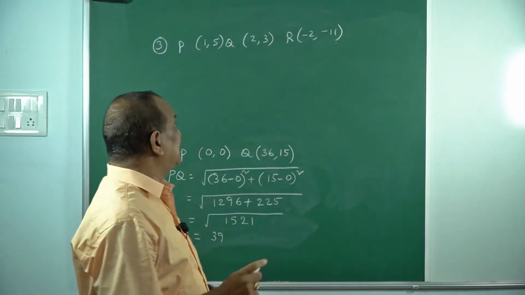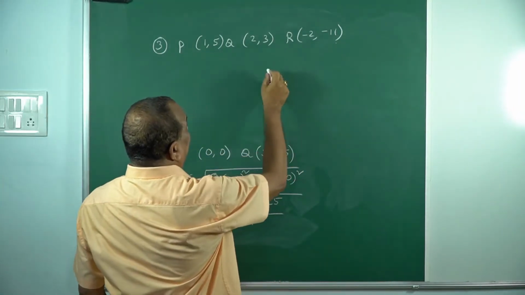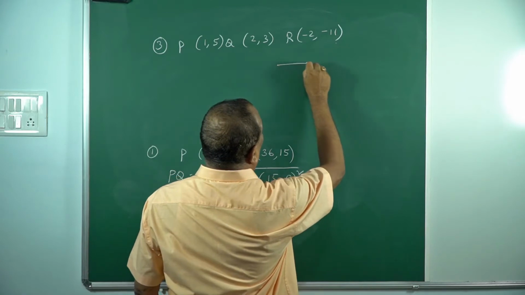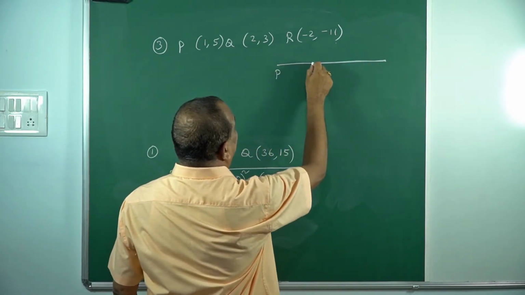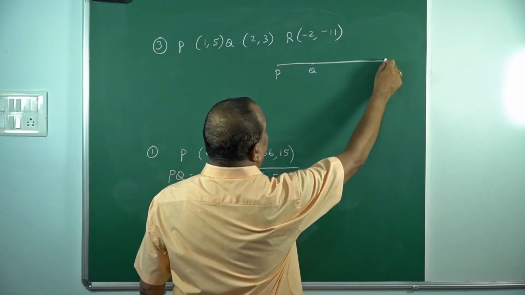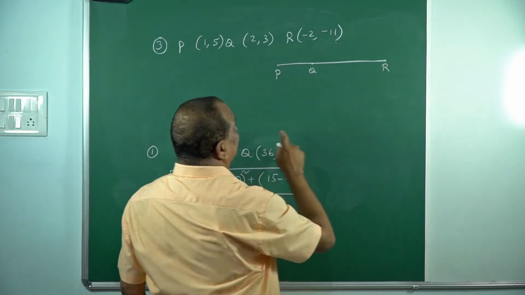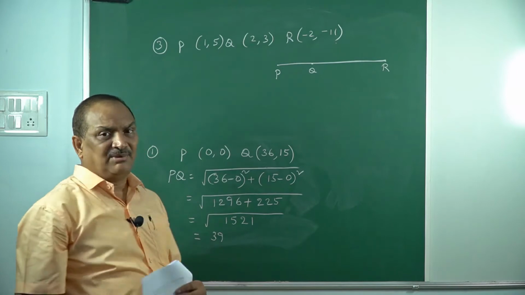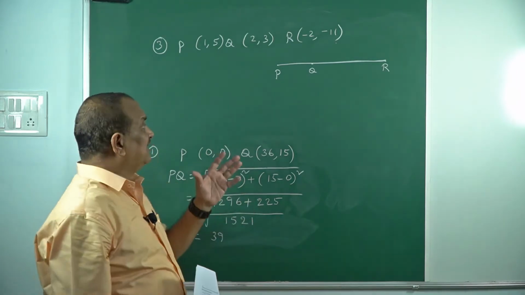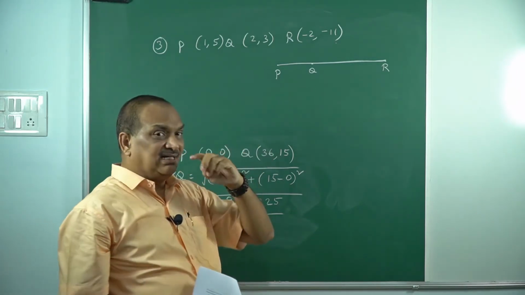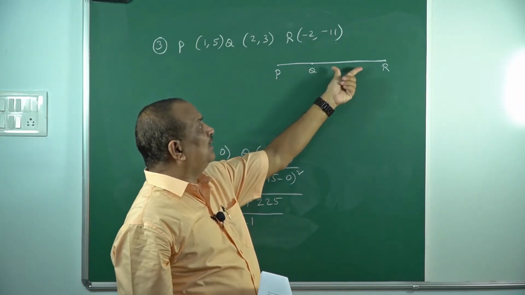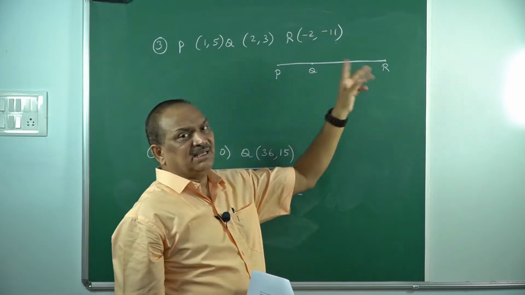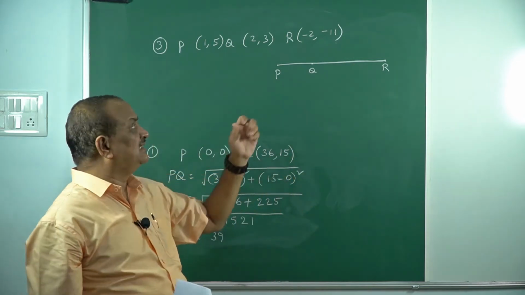So let us understand, if these 3 points lie on a line, we don't know which point is between what or whatever it is. If this is the condition, let us say PQR, we say the points are collinear. They belong to the same line. If they belong to the same line, something interesting is happening here. PQ and QR, if you add, it is as much as PR. PQ plus QR is equal to PR.